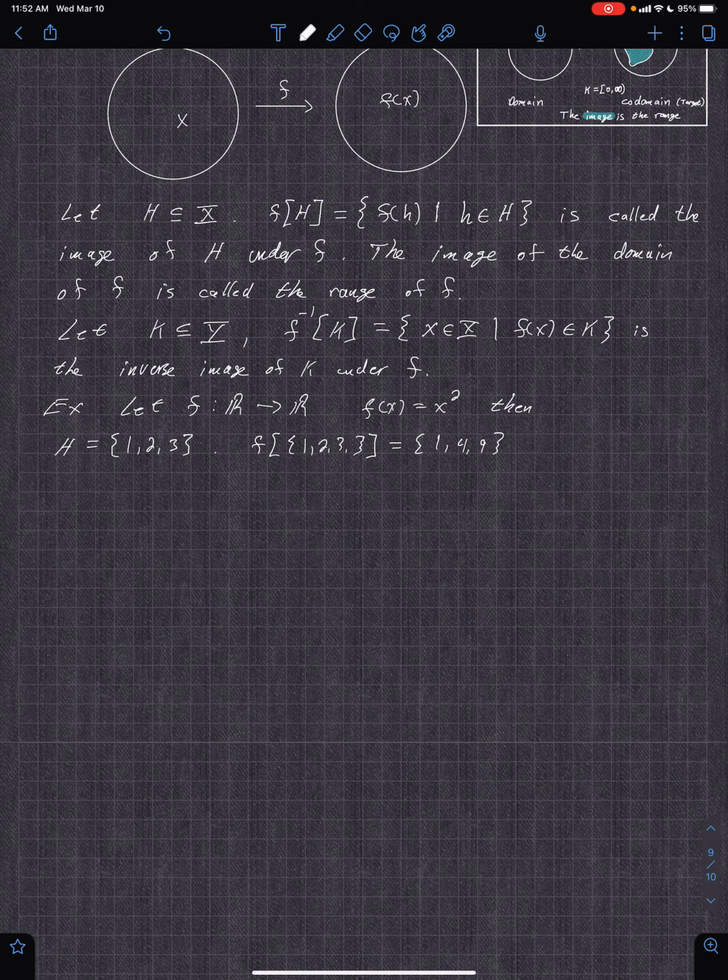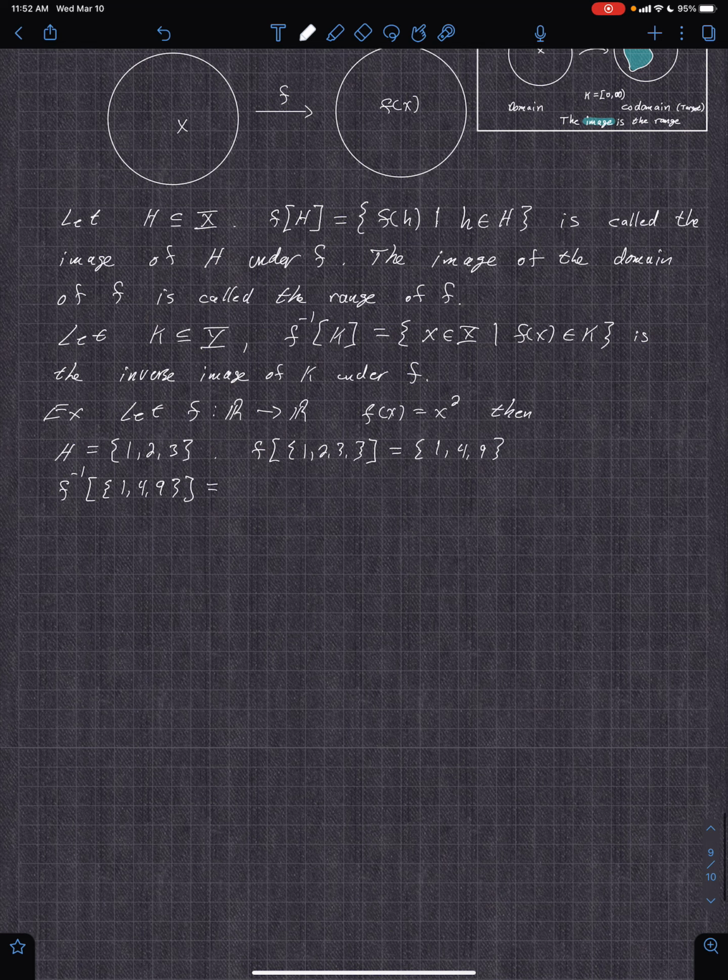Now, this is what gets a little squirrely when you look at the inverse image. What's the inverse image of those numbers? The inverse image of {1, 4, 9} is equal to what? It isn't just {1, 2, 3}, is it? It's actually -1, 1, -2, 2, and -3, 3.